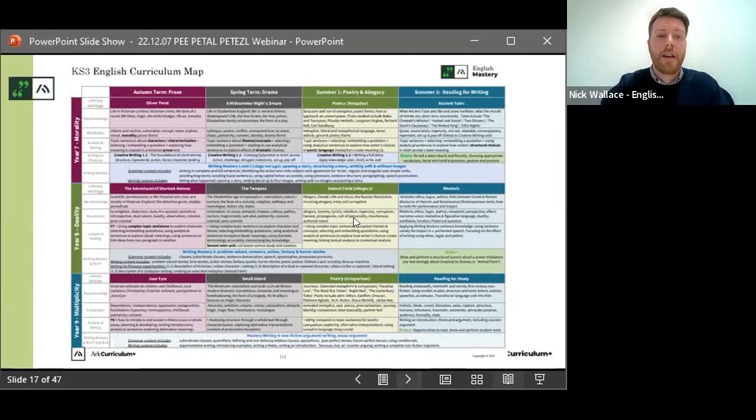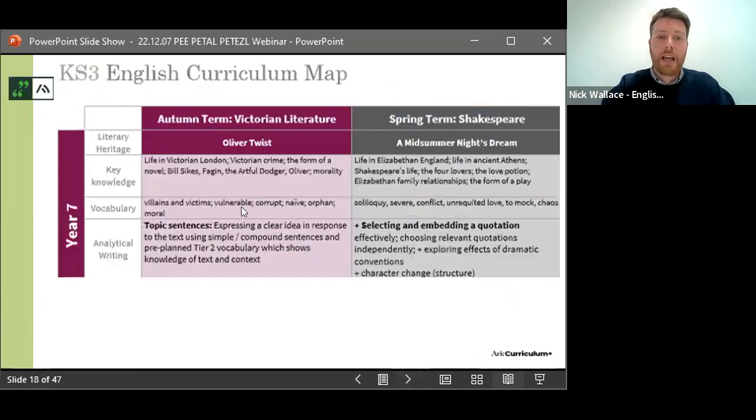And just to zoom in a little bit on those two texts in Year 7, analytical writing topic sentences also needs to be juggled with students understanding the role of characterisation of protagonists and antagonists, of vulnerable characters and exploitative characters, and Dickens's moral role with Oliver Twist, all of which can be really complex concepts for students to grapple with early in their career.